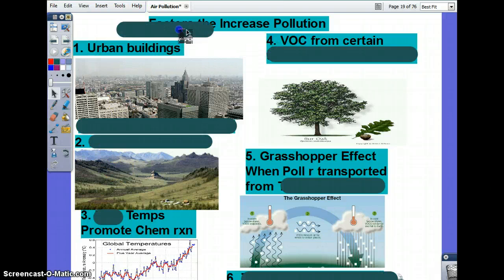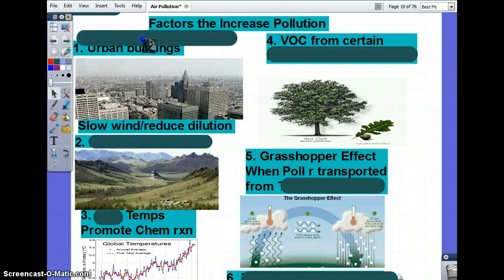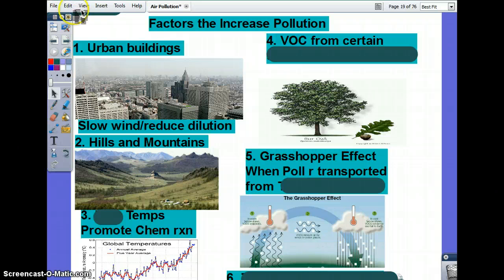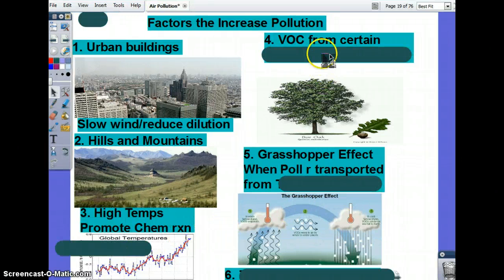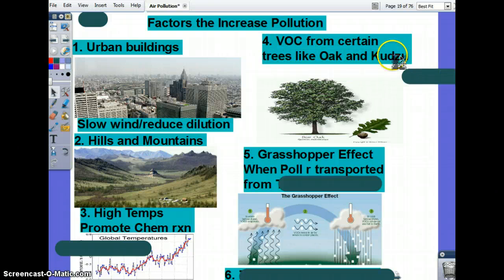These are factors that increase pollution. So urbanization or urban buildings are going to increase pollution or cause pollution to be stagnant in a specific area. They slow down wind and reduce dilution, so tall buildings do that. Hills and mountains will do the same thing. High temperatures or increased temperatures promote chemical reactions. And volatile organic compounds, remember VOCs are volatile organic compounds, from certain trees will increase pollution, like oak or kudzu. Vines will increase pollution.